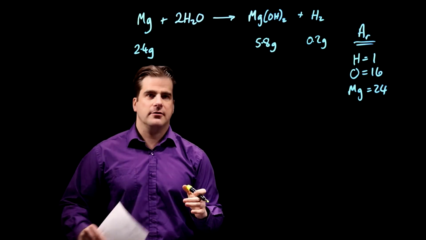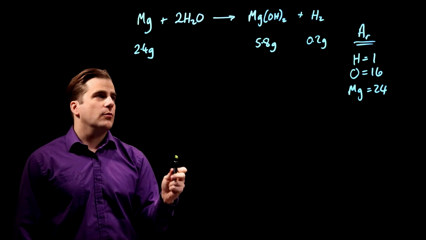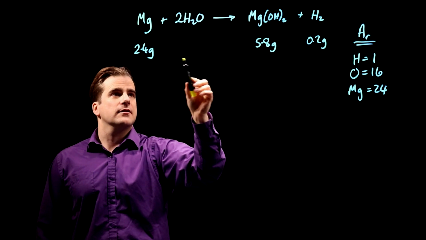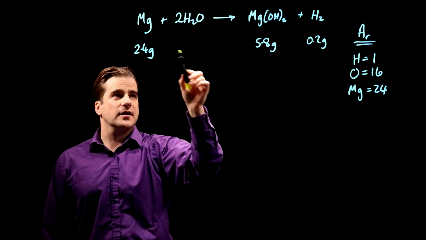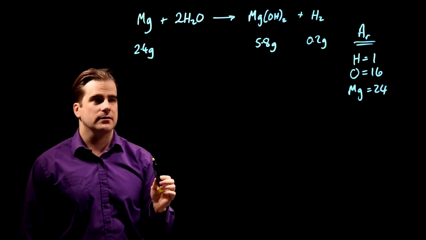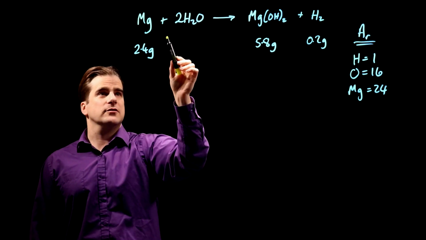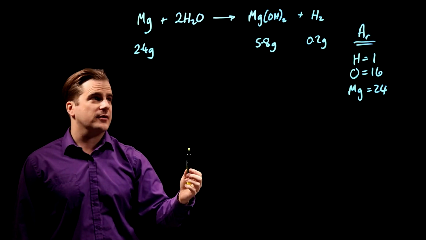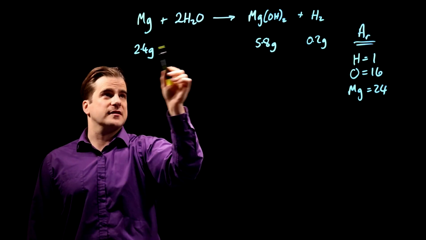Right, so how are we going to show that the law of conservation of mass applies? Well, we have to show that the mass of water that reacts with magnesium is such that when added to 2.4 grams, it will equal these two added together. So 5.8 plus 0.2 is 6 grams. So we have to work out how much water there should be here. And if we do it correctly, it should be 3.6 grams, because that would add up to 6.